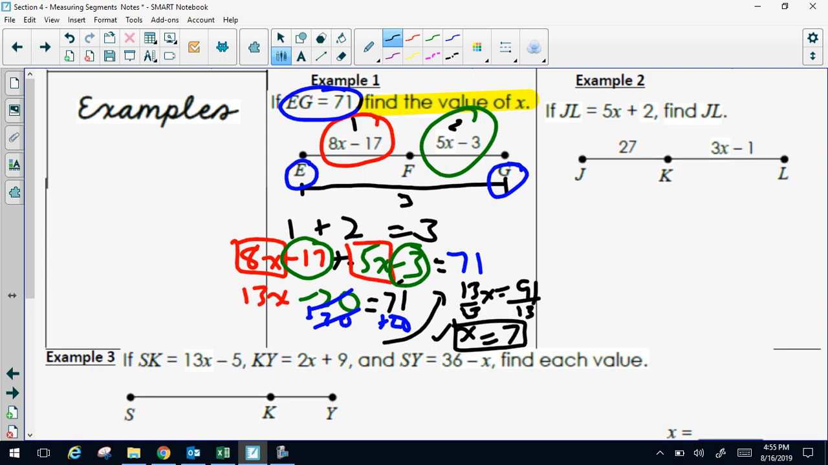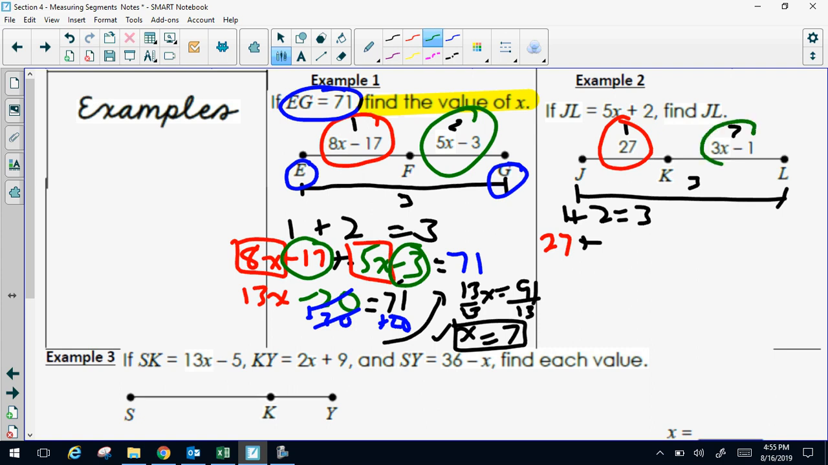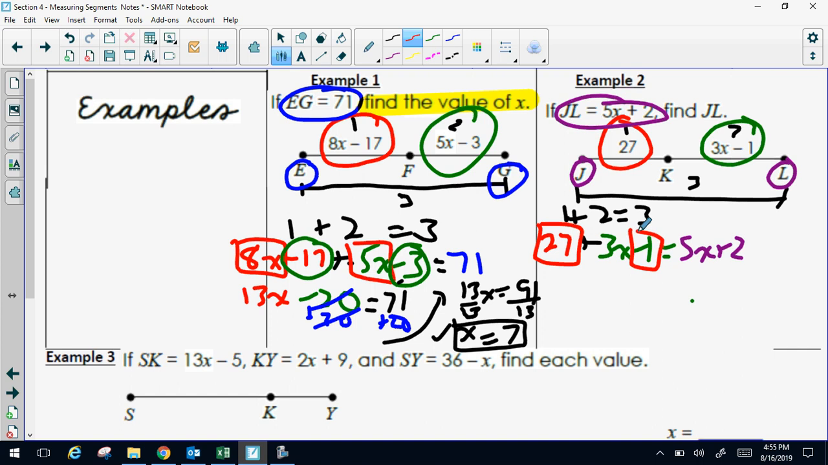Okay, same thing on example 2. You've got segment 1, you've got segment 2, and you've got the whole thing to be segment 3. So again, 1 plus 2 is equal to 3. The length of segment 1 is 27. The length of segment 2 is 3x minus 1. The length of the whole thing, segment 3, all the way from J to L, they tell me JL up here is 5x plus 2. So we're going to go ahead and solve. Again, combine your like terms. 27 and negative 1 here gives you 26.